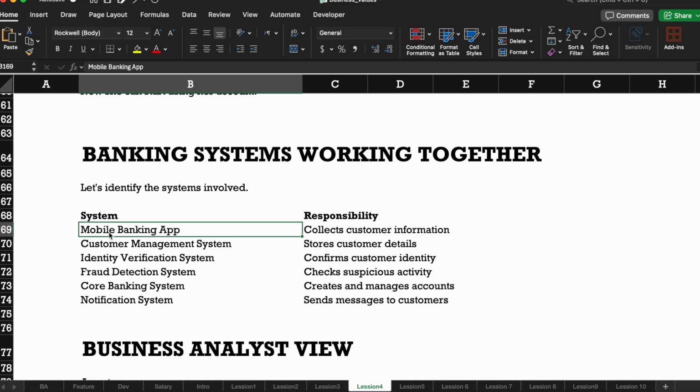The mobile banking app collects customer information. The customer management system stores the customer details. The identity verification system confirms customer identity. The fraud detection system checks suspicious activity. The core banking system creates and manages accounts. The notification system sends a message to the customer.